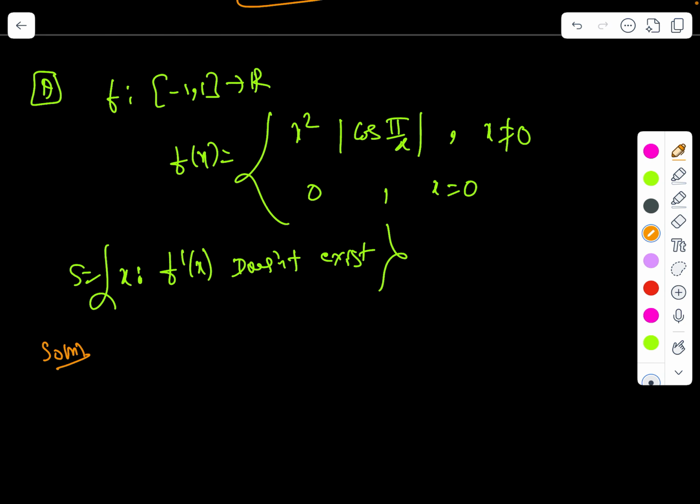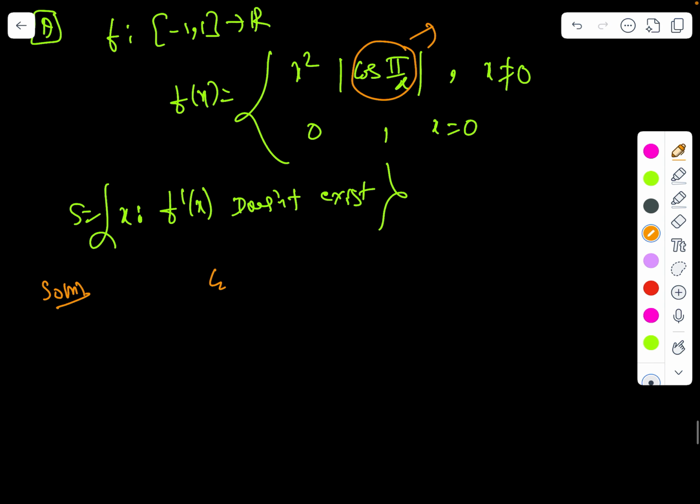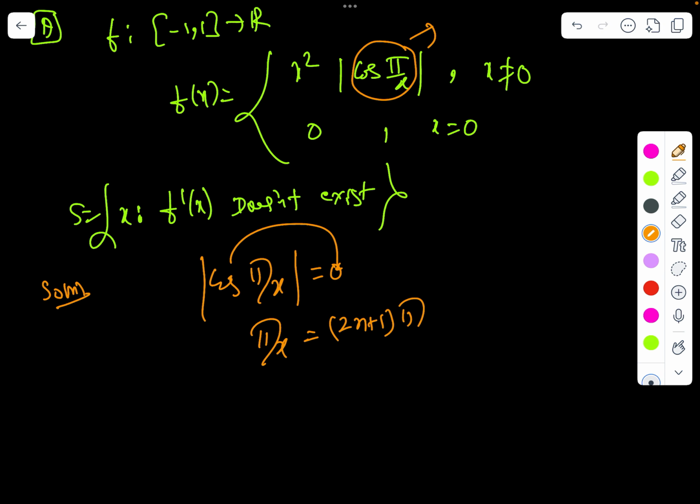So clearly we can see, first we'll check with 0, right? And then we also have points where this guy dies, because if this dies, still there is a danger. So for mod cos pi by x to be 0, it means the inside stuff, pi by x, would be (2n plus 1) pi by 2. So pi cancels and that gives x equals 2 by (2n plus 1), right?